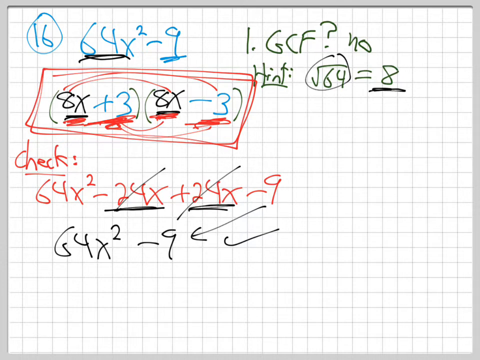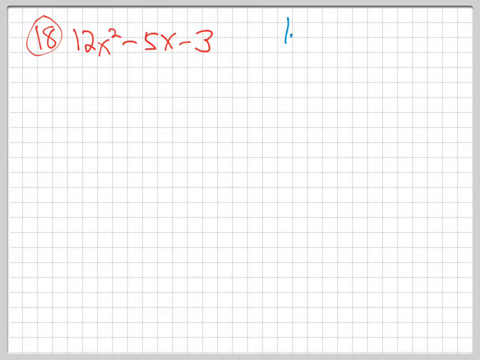Okay, let's go on now to one that's a little more tricky, like number 18. I'm going to skip 17 and go to 18, which is a little more advanced, but it'll be good practice. 12x squared minus 5x minus 3. All right, so first step: what's the GCF? Is there some number that goes into 12, into 5, and into 3? No, there's no number that divides evenly into all of them. Skip that.